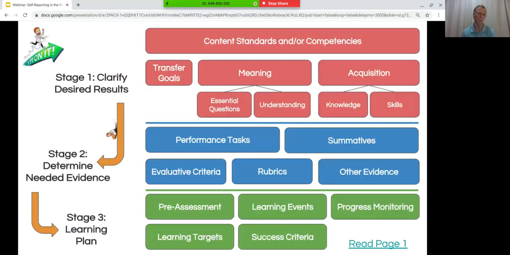This is just a different way of seeing that same chart. This is the Understanding by Design UBD framework, where in the red, that's our curriculum. That's the part we already have done. All right, in the blue, that's our assessments. And then in the green, this is the teaching and the learning. This is where your learning targets and success criteria are going to exist.